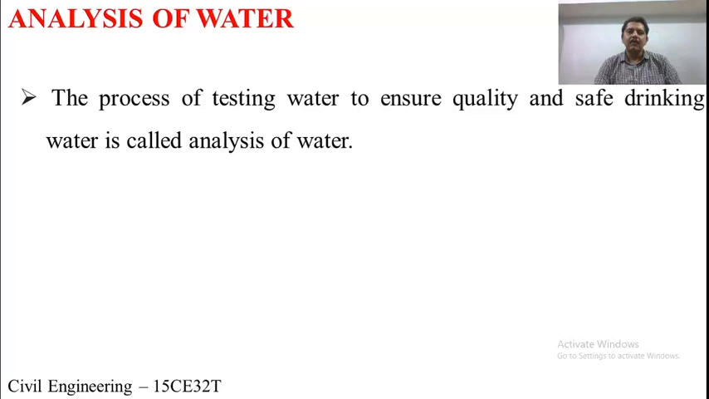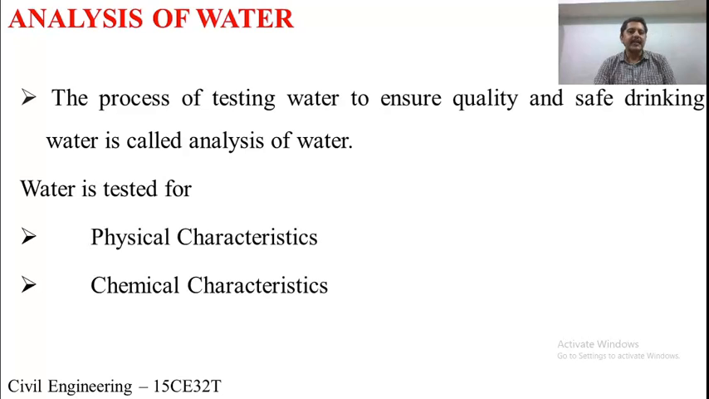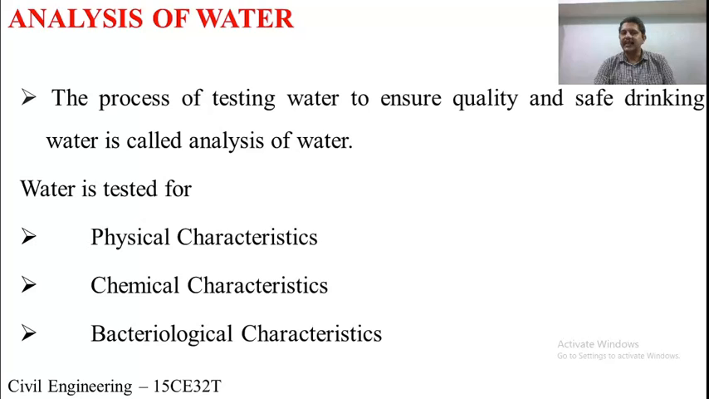So let us see what is analysis of water and why analysis of water has to be carried out. So analysis means the process of testing the water to ensure quality and safe drinking water is called the analysis of water. So water is tested for physical characteristics such as temperature, color, etc. Chemical characteristics such as the chemical ingredients that are present in the water such as chloride, fluoride, etc. Bacteriological characteristics for the presence of bacteria. So in order to ascertain safe drinking water to the public, the parameters in the water are checked. So the process of testing the water is called the analysis of water.